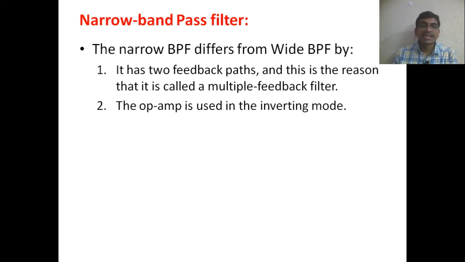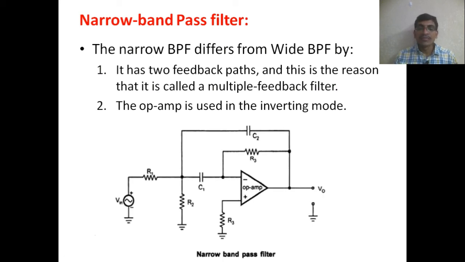And the second reason, the op amp is used in the inverting mode. In the wide band pass filter, the op amp is used in the non-inverting configuration. In all filters like the low pass filter, high pass filter and wide band pass filter, we use it in the non-inverting configuration only. In the narrow band pass filter, we use the op amp in inverting mode. And one more reason, the quality factor is greater than 10 for the narrow band pass filter.